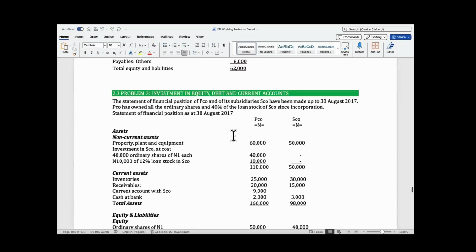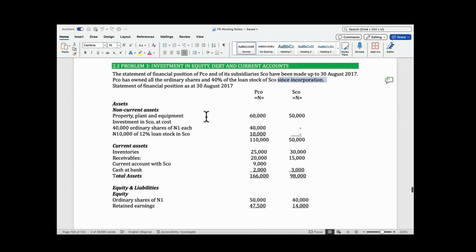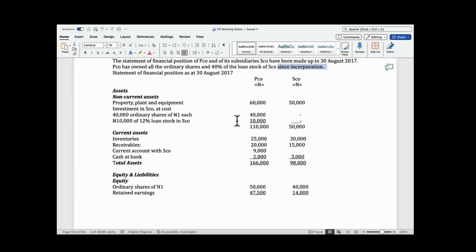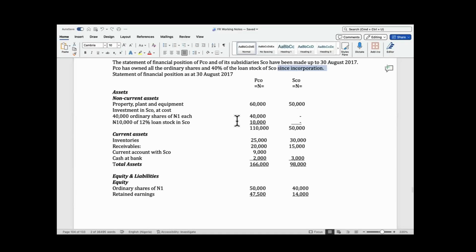All right. Thank you, Shidera. So this one, they give us the statements of financial position of PICO and its subsidiary ESCO, which have been made up in August 2017. We're told that PICO has owned all the ordinary shares and 40% of the loan stock of ESCO since incorporation. So this is the statement of financial position of the individual companies. So again, we need to cancel out similar items.